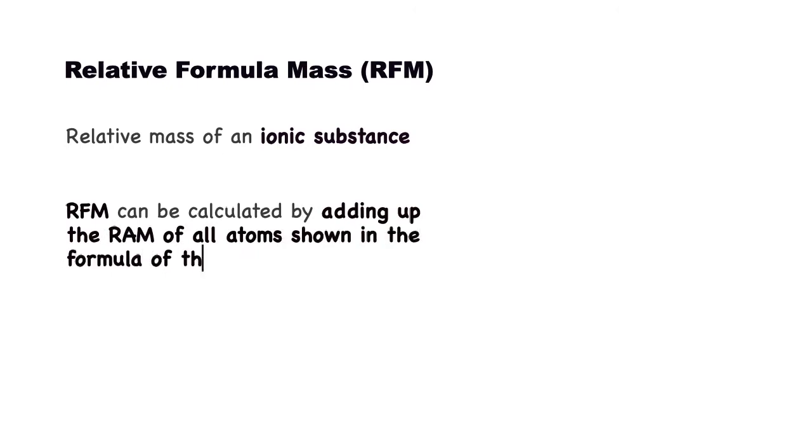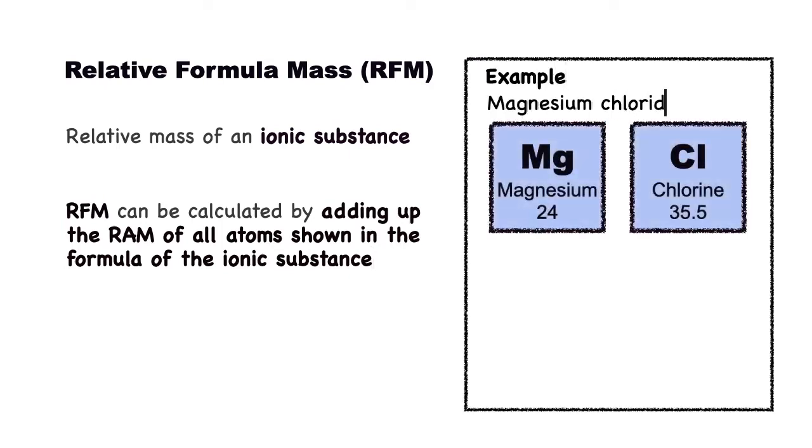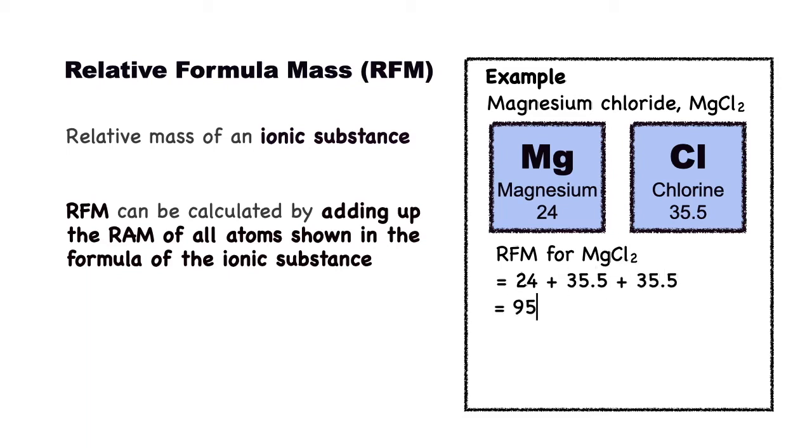Next, we move to relative formula mass, RFM. It is the relative mass for an ionic compound. It can be calculated by adding up the RAM of all atoms shown in the formula. For example, magnesium chloride, MgCl2. To calculate the RFM of MgCl2, 24 plus 35.5 plus 35.5 equals 95, or another way is 24 plus 2 times 35.5 to get the same answer, which is 95.